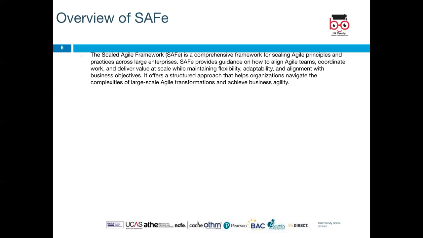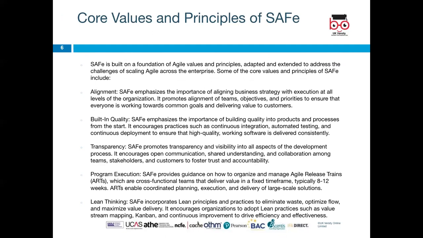SAFe provides guidance on how to align Agile teams, coordinate work, and deliver value at scale while maintaining flexibility, adaptability, and alignment with business objectives. So the framework literally provides guidance. And it offers a structured approach that helps organizations navigate complexities of large-scale Agile transformation and achieve business agility. So what are the core values and principles of SAFe?